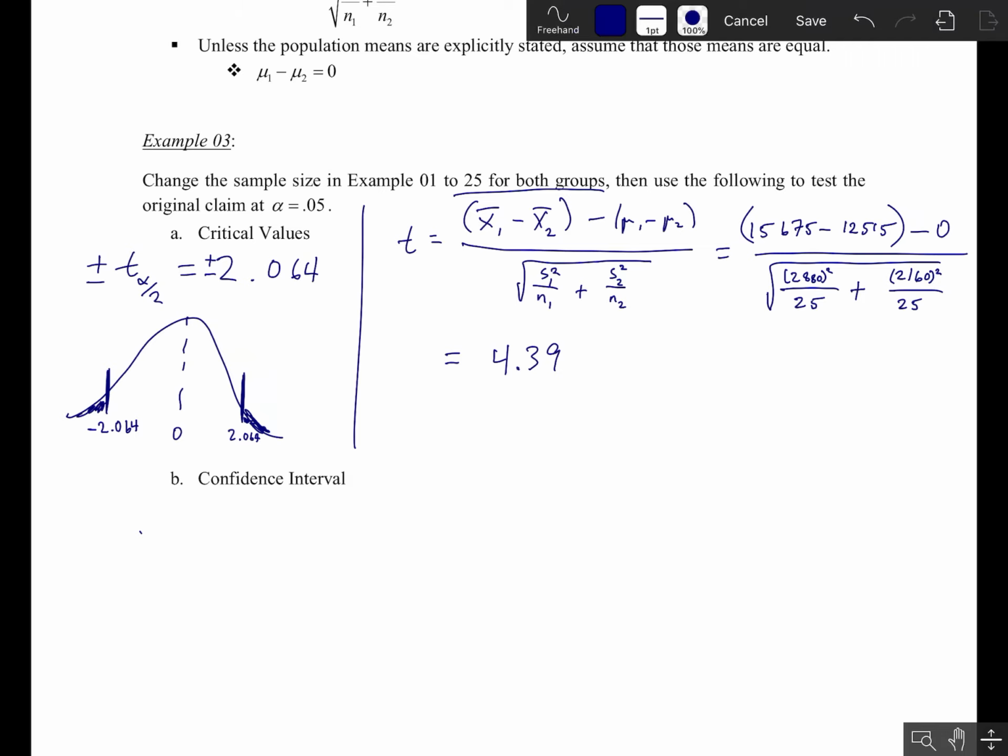And now if we come back over here to our t-axis, what we find is that 4.39 is way over here. So it is more extreme than our cutoff values or our critical values. So we would reject the null hypothesis.